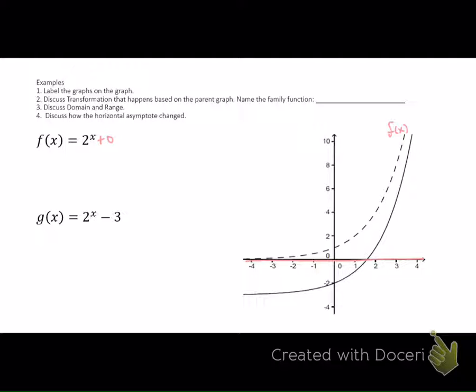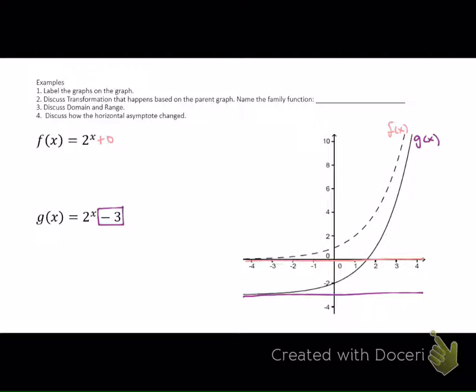So that makes the other one, what is it called, g of x? So we label this one g of x. And it has an asymptote of -3, and this one definitely has an asymptote of -3 as well, right? So you guys see how you can use the asymptotes to figure out which graph is which there? So first, the next thing it says is discuss the transformation that happens based on the parent graph.